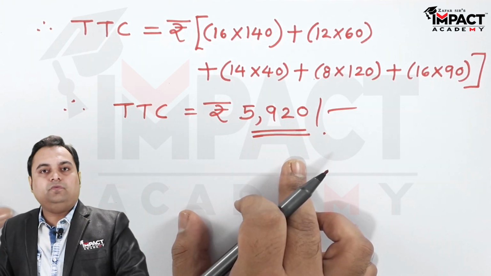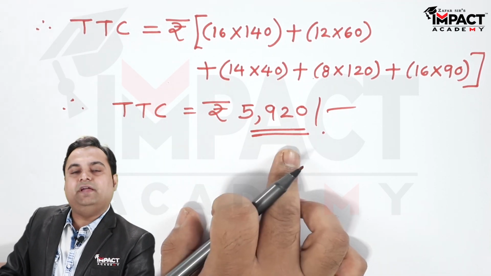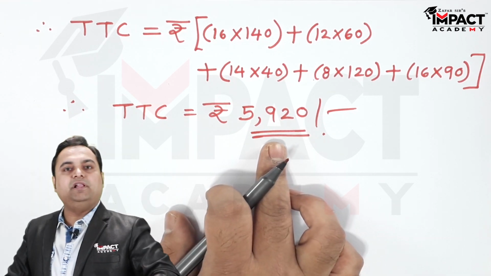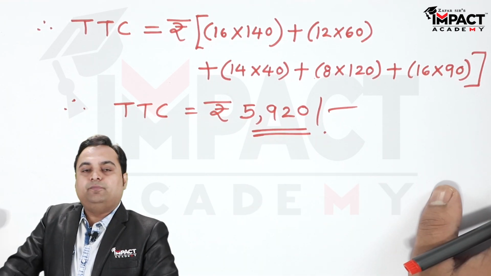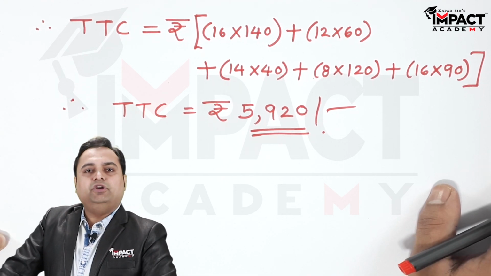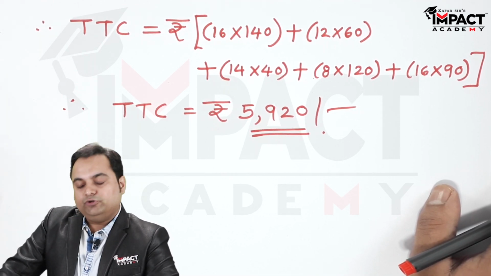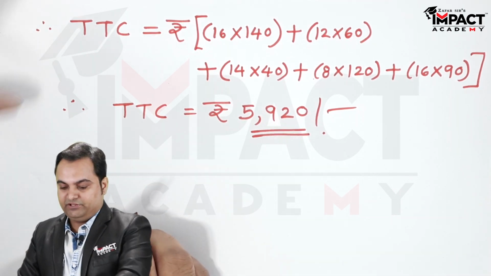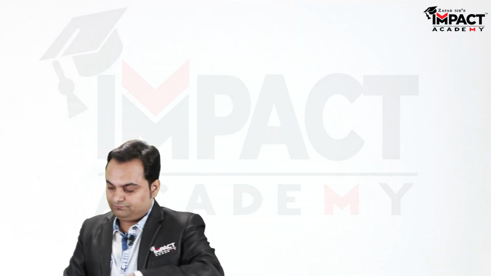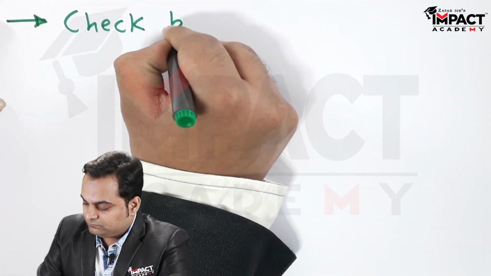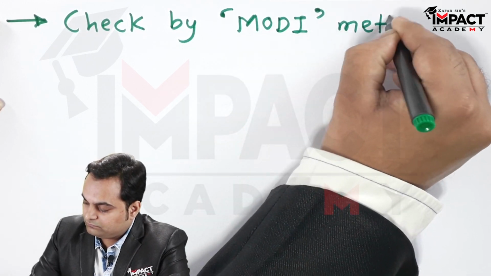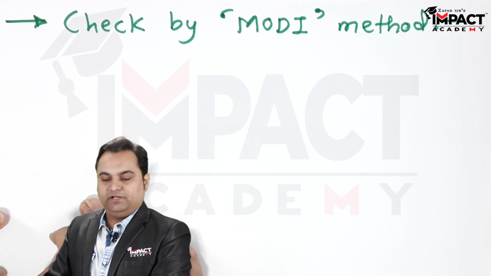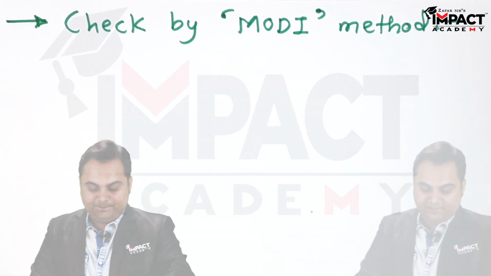And now once we found the total transportation cost by using the VAM method, we have to check or verify if this solution is optimal or not, and for that we have to use the MODI method, which is also called the modified distribution method. So I'm going to verify this answer by using the MODI method, and for that I'll explain how to use the method. I will draw the matrix again.